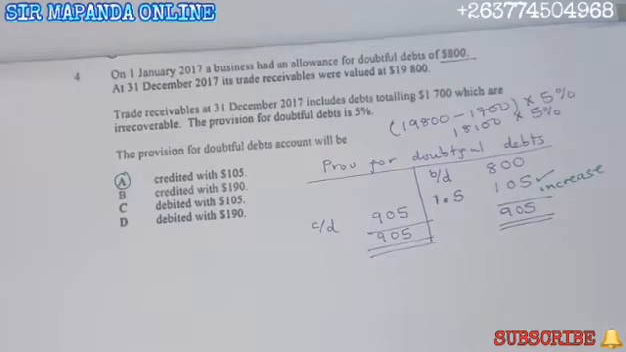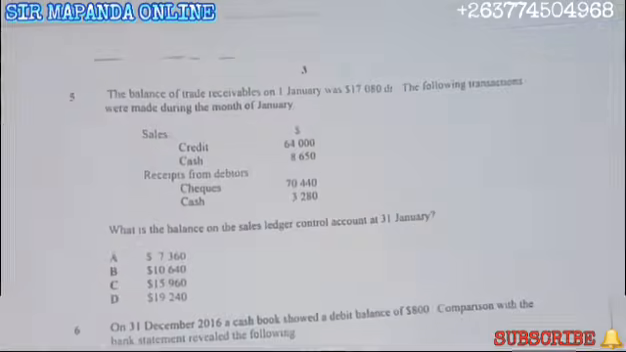I hope you are following. So you need to be very careful. This question is not asking the income statement. It is asking provision for doubtful debts. And in the provision for doubtful debts, you can clearly notice that 105 is on the credit side. So your answer is A.